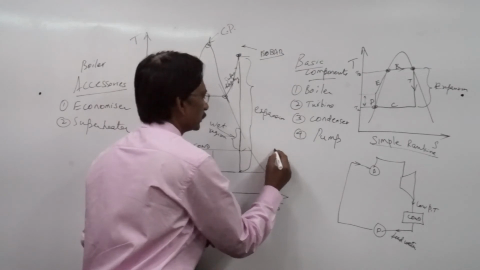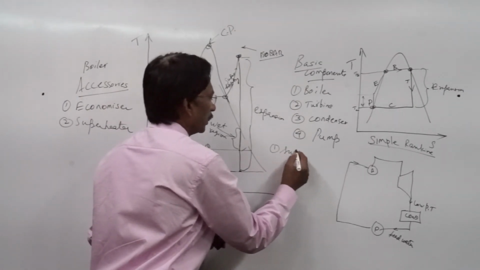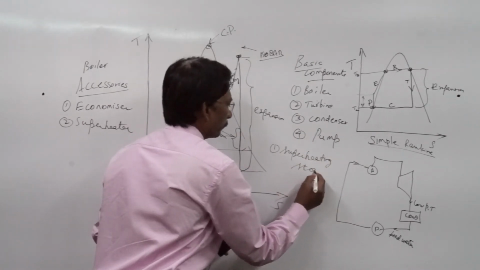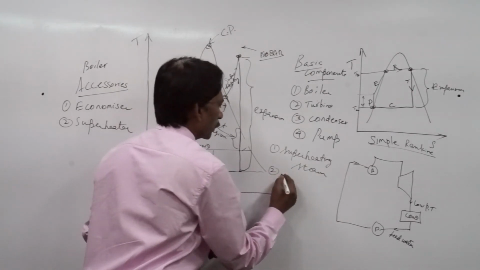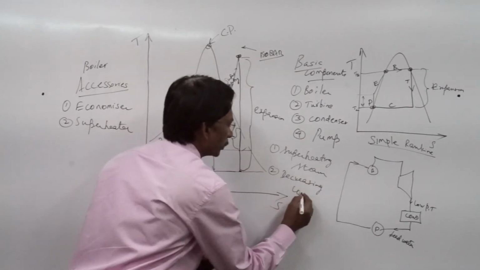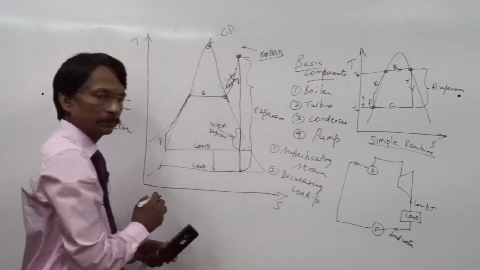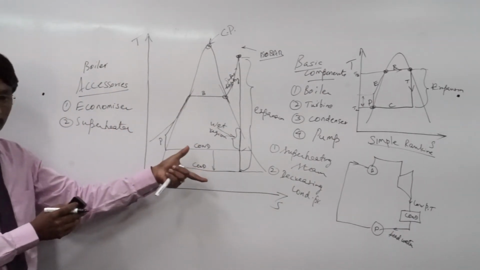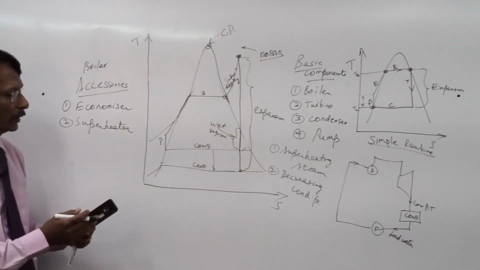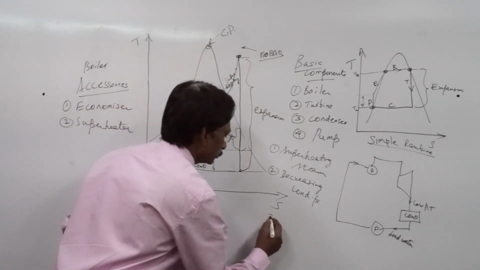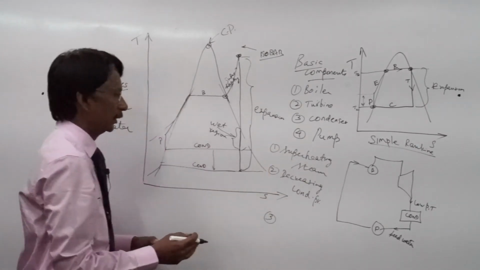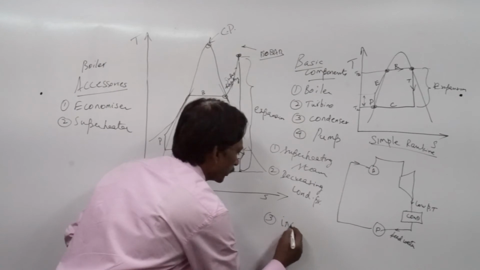So, we have first, superheating steam, two, decreasing condenser pressure. I will be able to modify the Rankine cycle this way and get greater work output and hence greater efficiency. The third methodology of increasing the efficiency is increase boiler pressure.